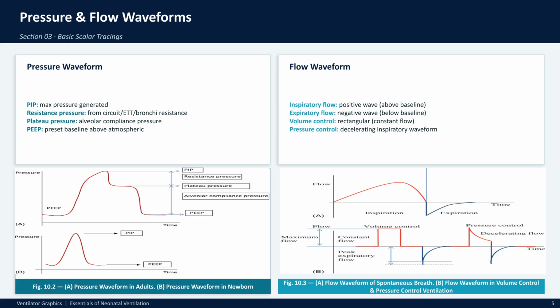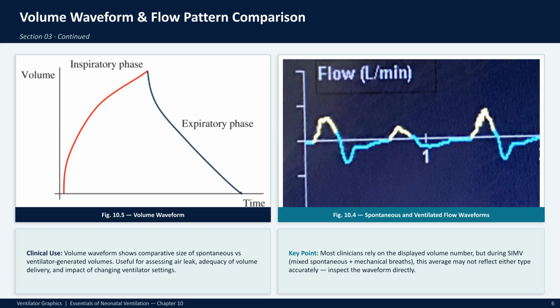In pressure waveforms, we track peak, resistance, plateau, and PEEP. In flow waveforms, inspiratory flow appears as a positive wave, while expiratory flow is negative. The shape of the inspiratory flow wave helps differentiate between volume control and pressure control modes. Volume waveforms help assess tidal volume delivery and identify air leaks. While clinicians often monitor the numerical data, it is vital to inspect the flow waveforms directly during modes like SIMV to accurately interpret the delivery of both spontaneous and mechanical breaths.